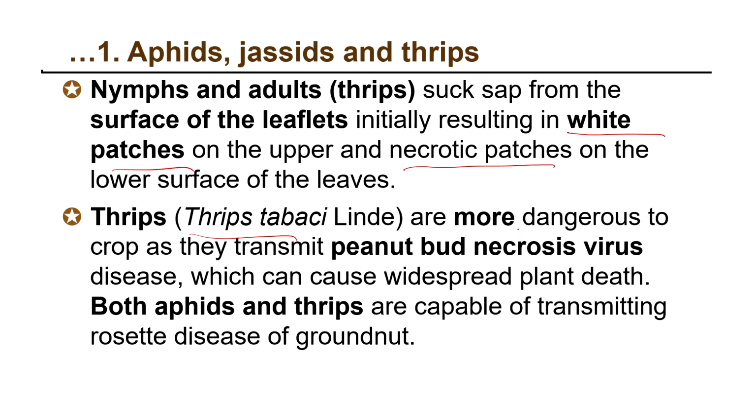Thrips are common and dangerous to the crop as they transmit peanut bud necrosis virus. So they also transmit the virus which can cause widespread plant death. Both aphids and thrips are capable of transmitting rosette disease of groundnut. So you can easily see that they are damaging the groundnut crop severely, and not only damage but they can also transmit certain viruses. They spread the disease in the groundnut crop. So they are harmful in two ways.